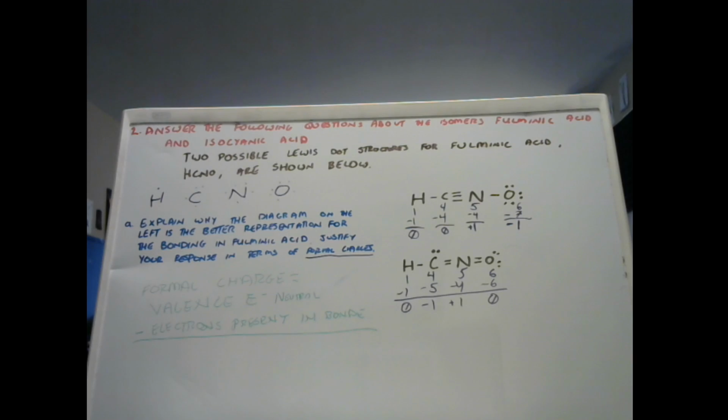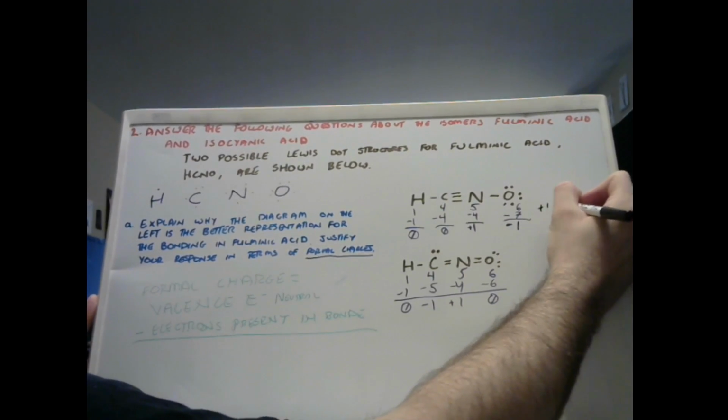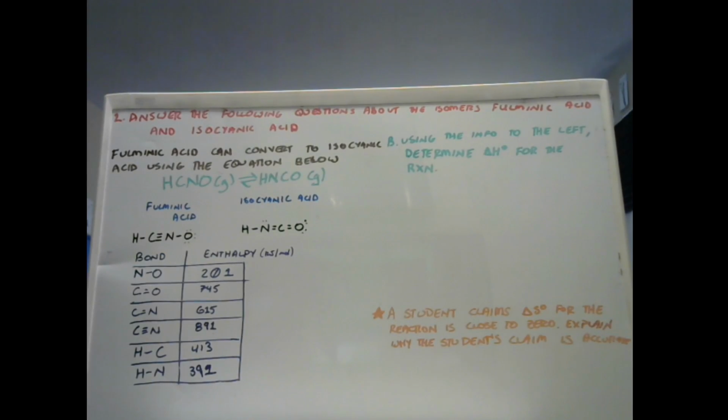Okay? Two things here. One, you get 1 point for getting your formal charges. You get the second point for having the explanation appropriately justified. That is A, on to B. 2B then gives us a lot of information.